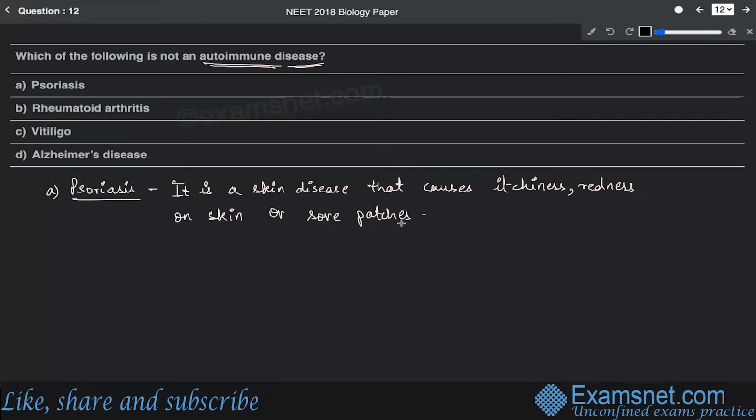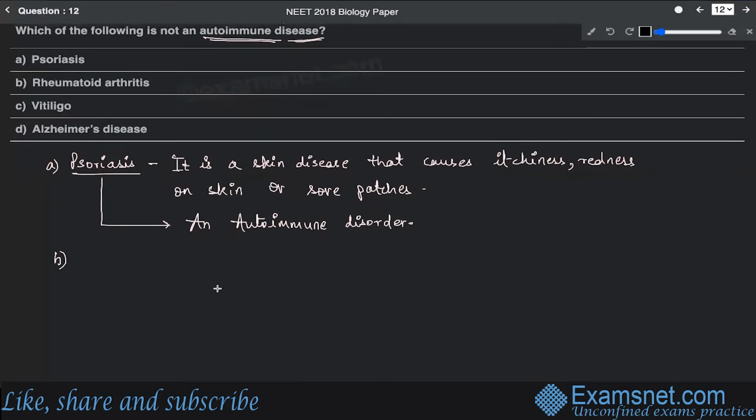All right. Now, psoriasis is considered to be an autoimmune disorder. So this is an example of an autoimmune disorder. All right. So the first option is not included in the answer.